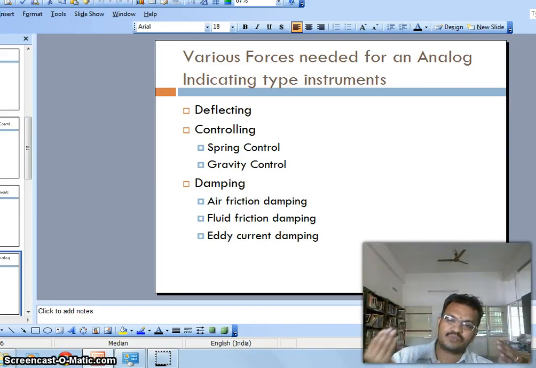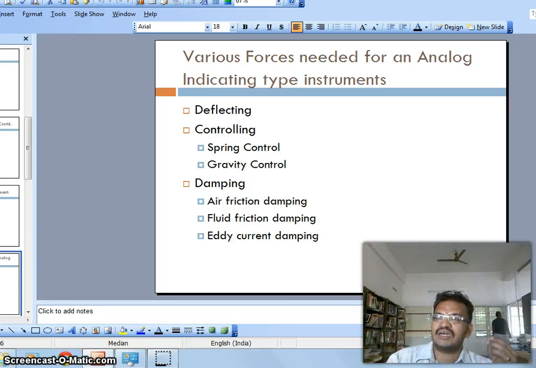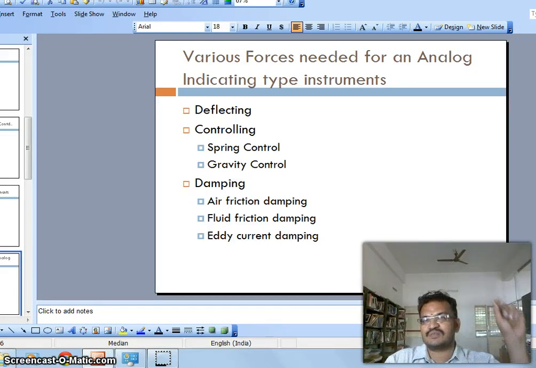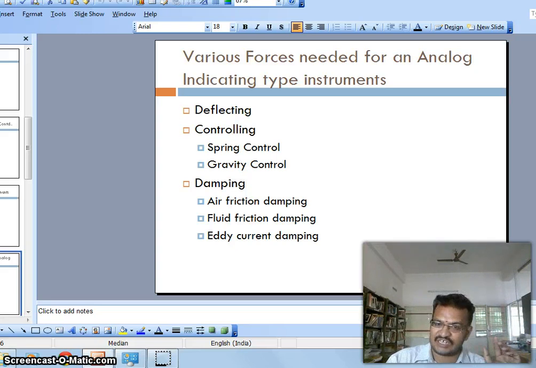In the case of spring control, we attach a phosphor bronze spring to the moving system. Whenever the deflection is made, the spring is immediately twisted in the opposite direction. This causes an opposing force to the motion of the pointer on a calibrated scale. Only then can we get a steady position of the pointer. At the steady final position, the controlling torque becomes equal to the deflecting torque.